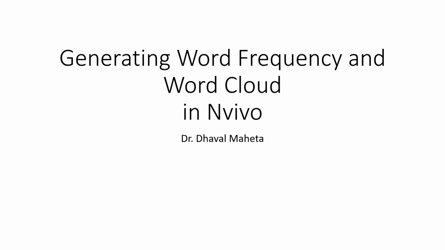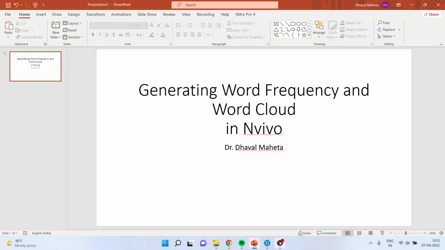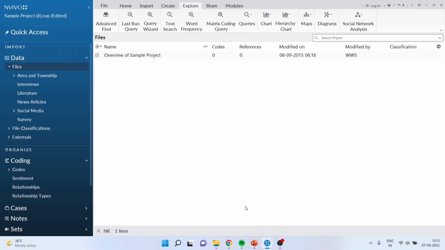Today we are going to understand generating the word frequency and word cloud in NVivo. Basically, it's a univariate type of analysis in which we want to count how many times a particular word is repeated in the data, and on that basis we'll be generating the word cloud. For this purpose we'll be using the default data frame of NVivo, which is given with the software, and the data frame is environment concerns.